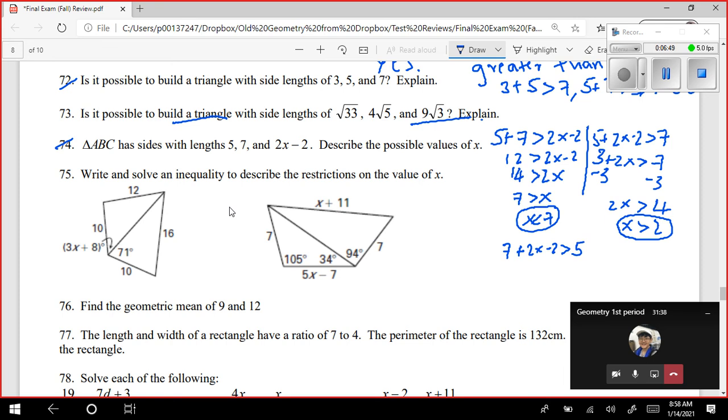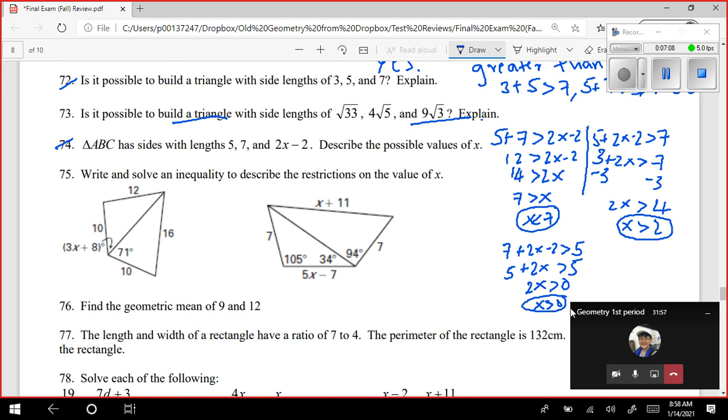7 minus 2 is 5. And you have 5 plus 2x greater than 5. Then subtract 5 on both sides. You'll get 2x is greater than 0. And divide by 2 on both sides. You'll get x is greater than 0.